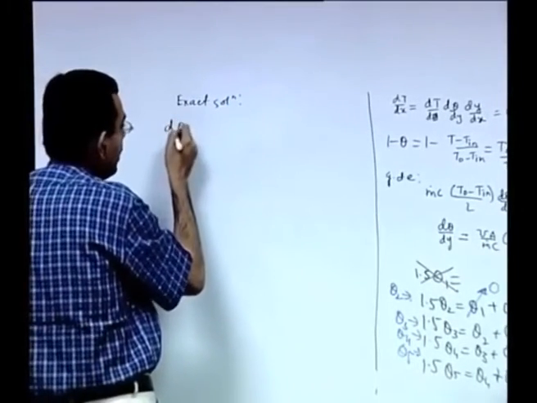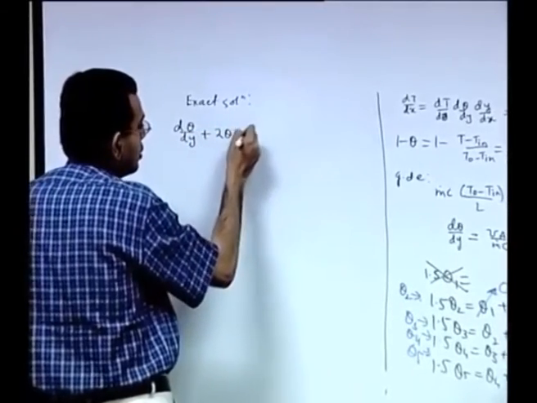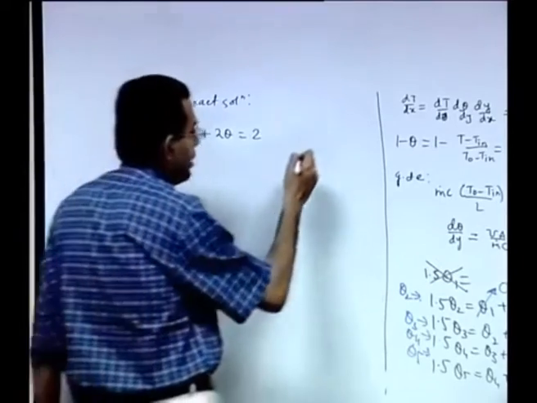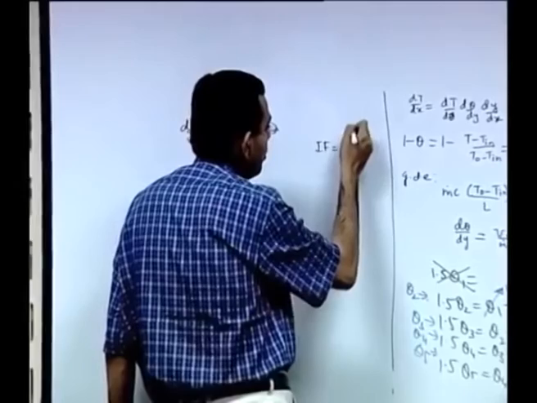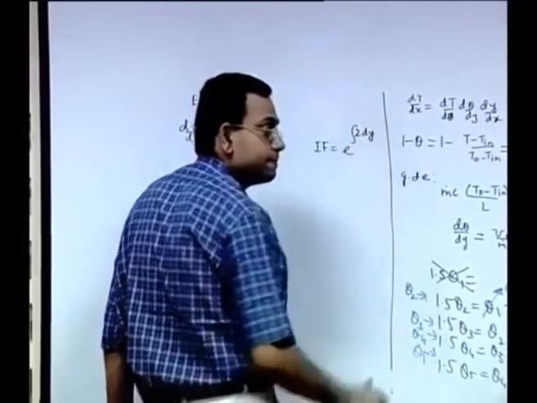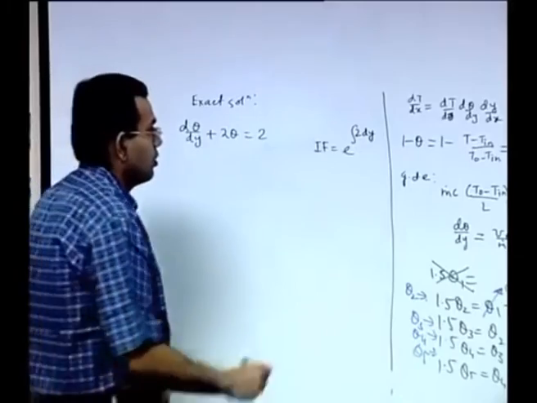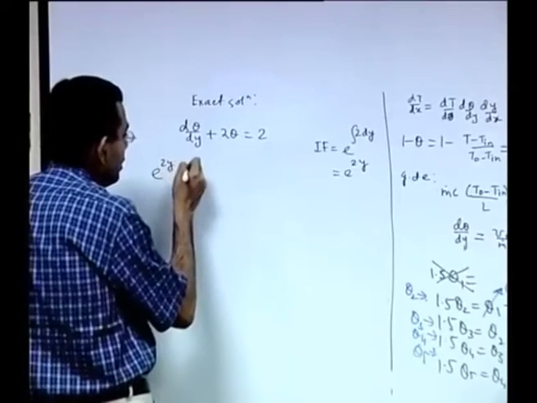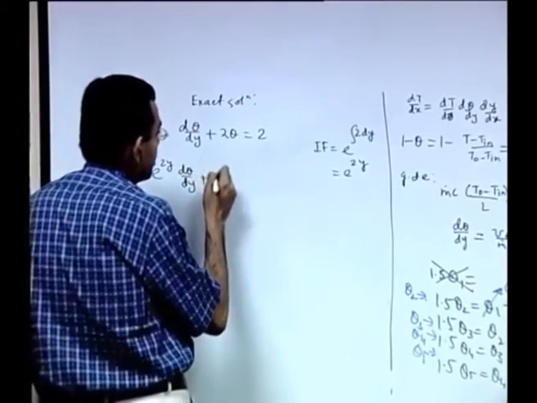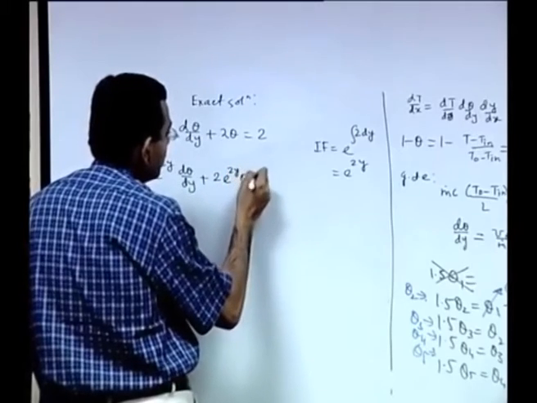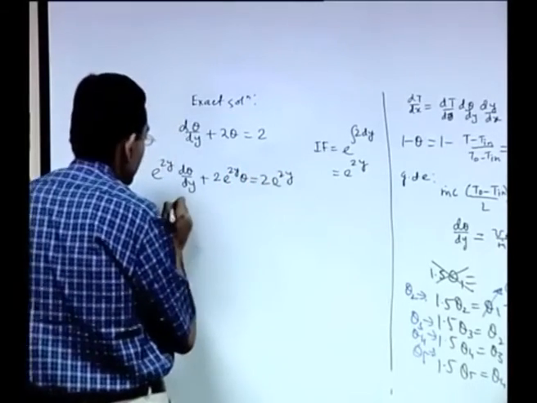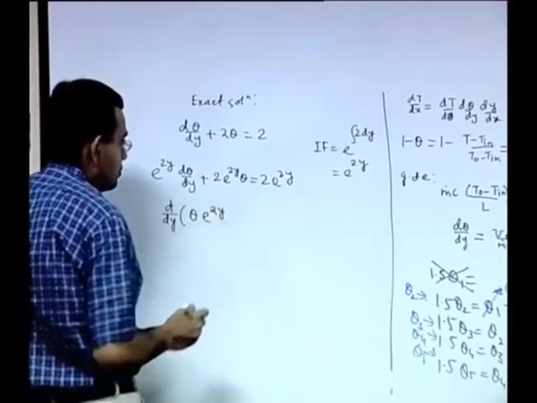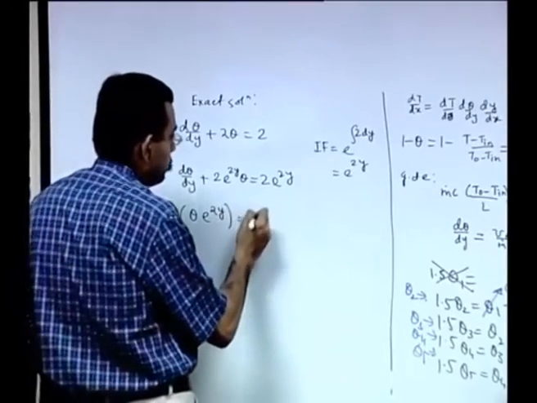So, d theta dy plus 2 theta is equal to 2. You can multiply both sides with an integrating factor e to the power integral 2 dy, so e to the power 2y. So, e to the power 2y d theta dy plus 2 e to the power 2y theta is equal to 2 e to the power 2y. So, d dy of theta into e to the power 2y is equal to 2 e to the power 2y.